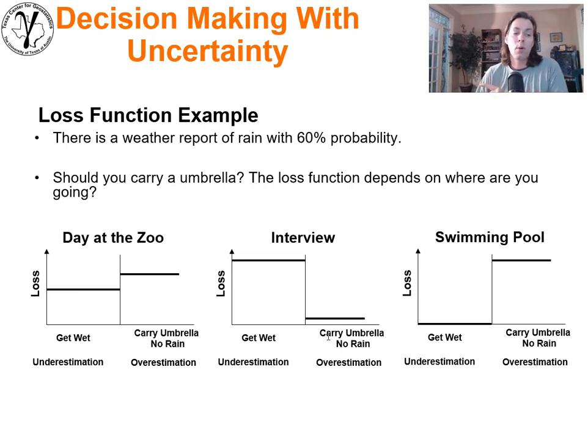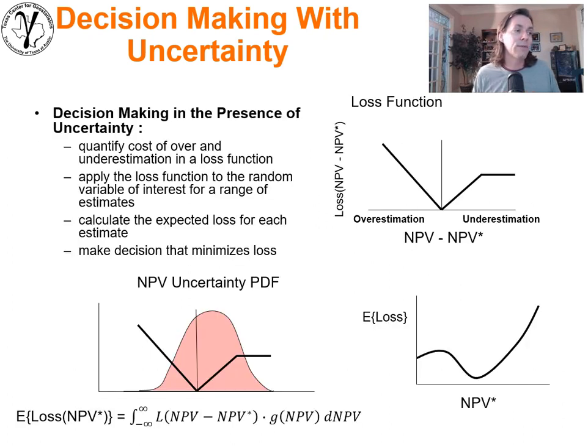You're going to the swimming pool. Well, you're going to get wet anyway. And if you stand around in a swimming pool with an umbrella, you might feel a little bit uncool. I'm not sure if that's a cool thing to do. I don't know much about cool, but that might be uncool in your social circles. And so you have a different loss function. You can see that the context matters when it comes to a loss function.